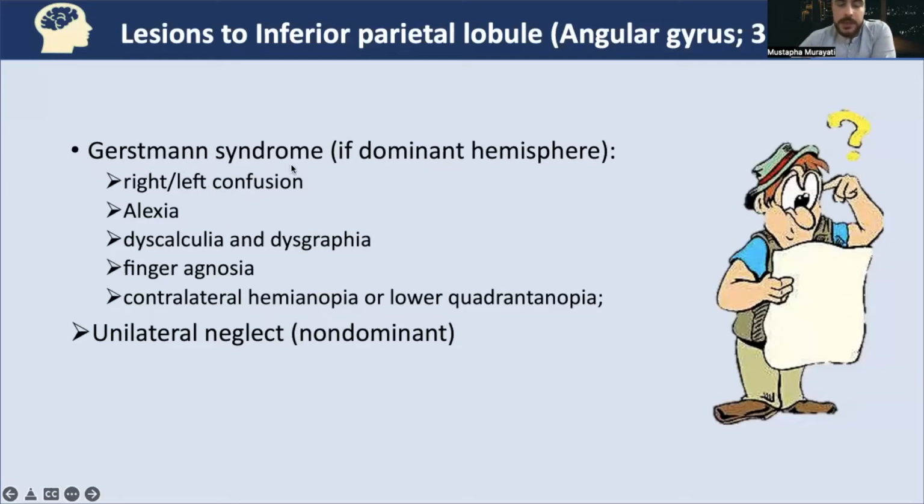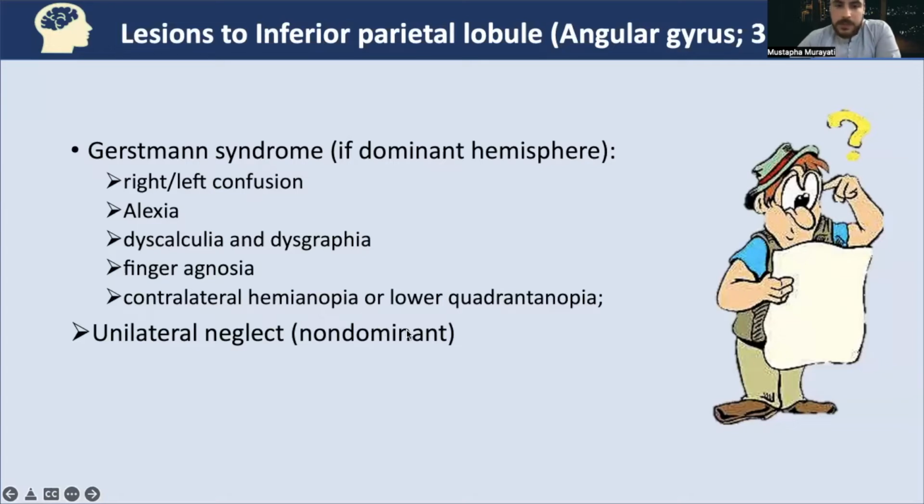In the Gerstmann syndrome, the patient may have right-left confusion. So he confuses the right side and the left side. He has alexia, difficulty reading, dyscalculia or acalculia, difficulty in counting, and dysgraphia, difficulty in writing or inability to write. Finger agnosia, he cannot identify his fingers like index, thumb, middle finger. He has difficulty with that. And contralateral hemianopia or lower quadrantanopia. So these are some of the signs of the Gerstmann syndrome.